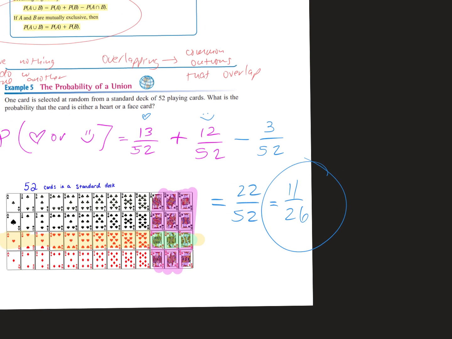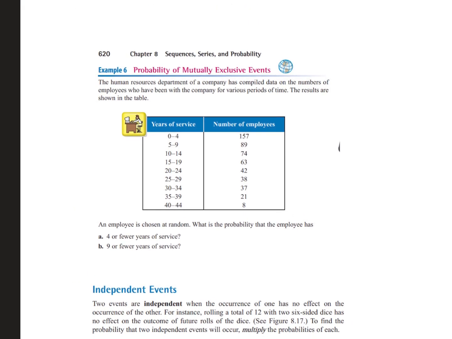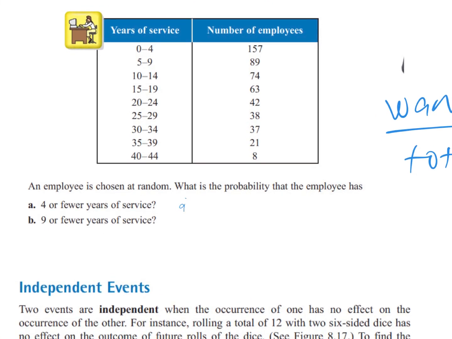A lot of times, guys, the more that you can write down and show yourself pictures, it makes it easier. You guys will have no problems with questions like this. You're given a table, right? What's probability again? What you want over what? Total. Just remember that always. Human Resource Department, and so on. It says an employee is chosen. What's the chance that our employee is chosen with the following conditions? A: 4 or fewer years of service. I want 4 or less years of service over the total, correct?